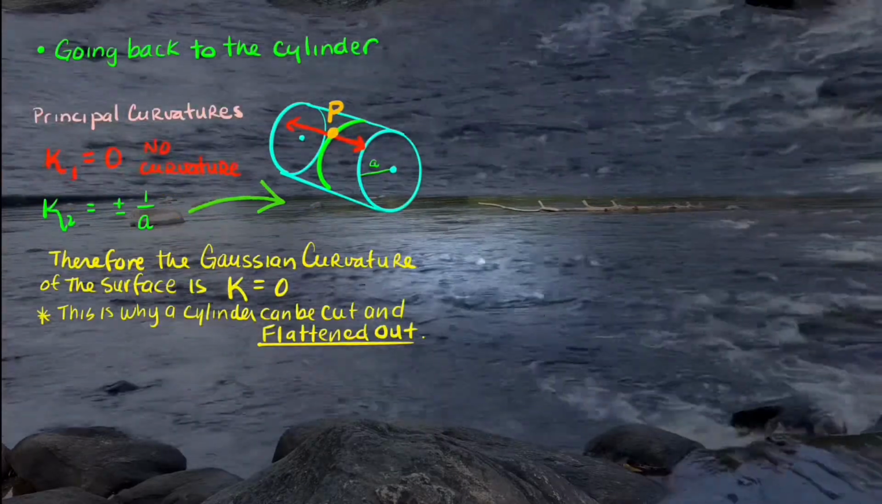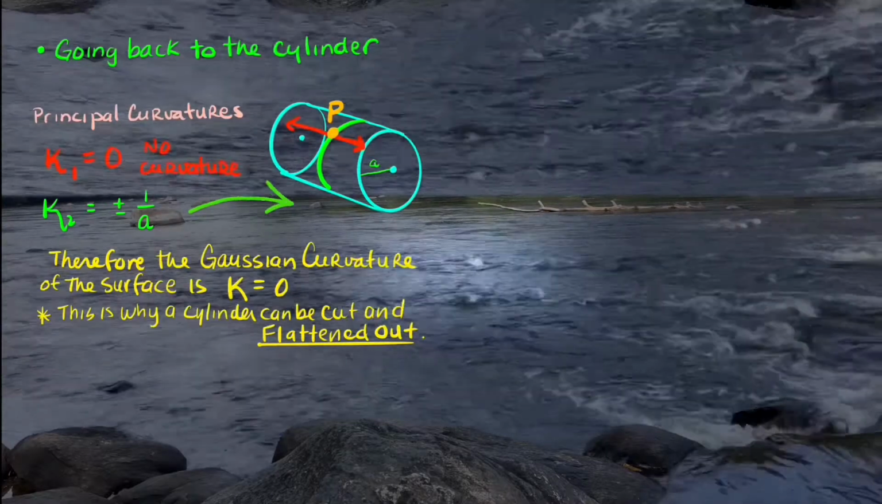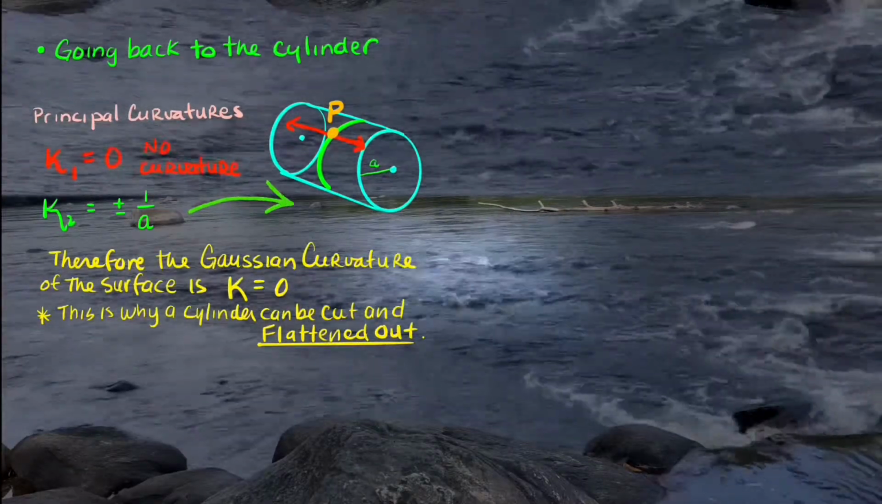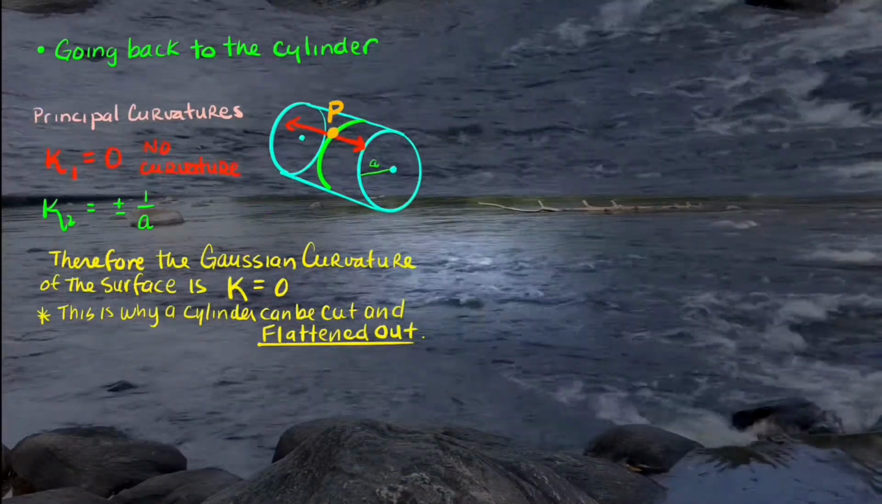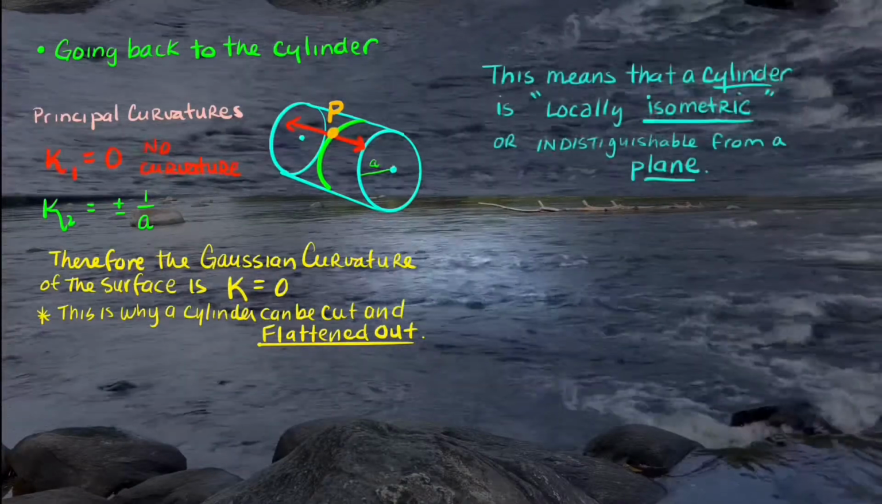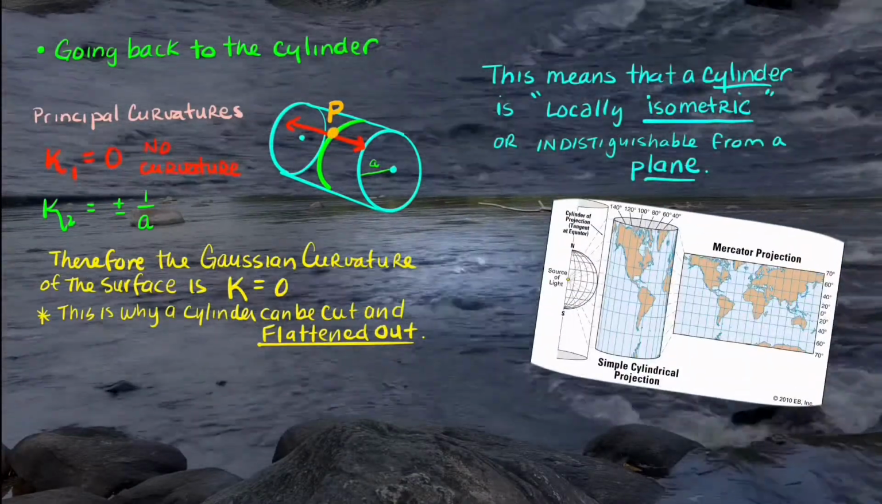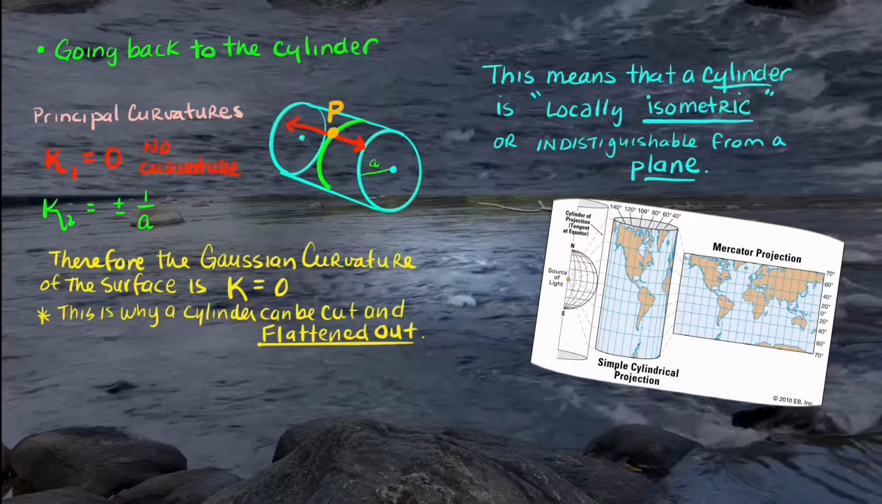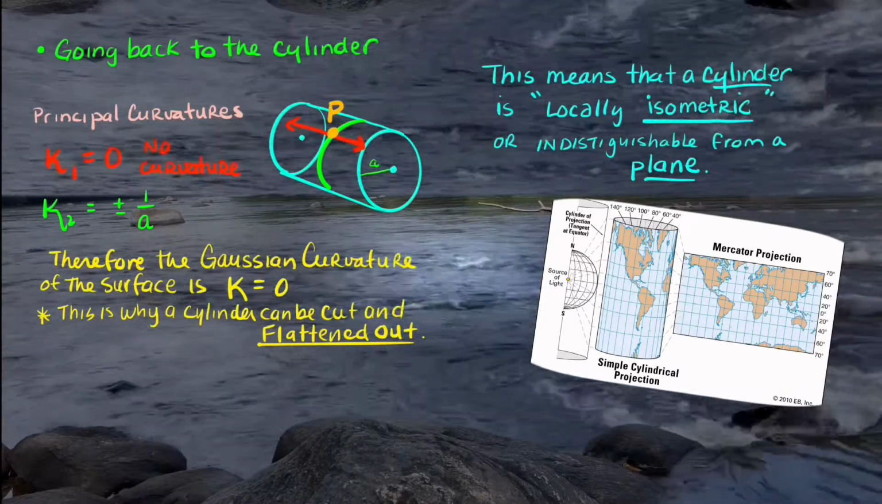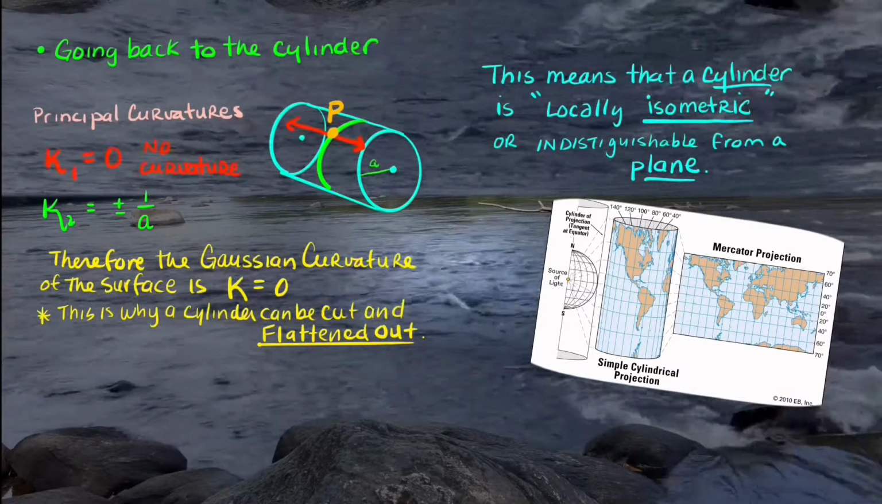Since in the red direction it's flat or has 0 curvature, and in the green direction it has the curvature of a circle, 1 over its radius, we ultimately get a product that is 0. This just means if we lived on the surface of the cylinder, it would seem flat to us, just like living on the surface of the Earth does.